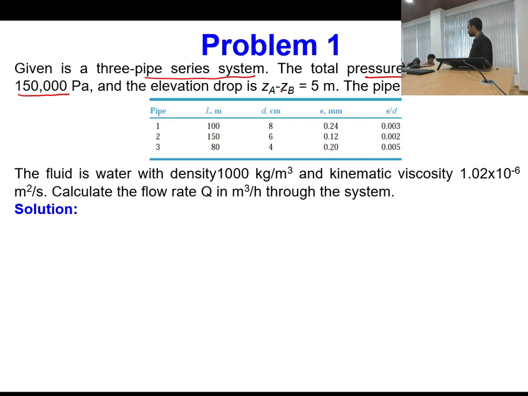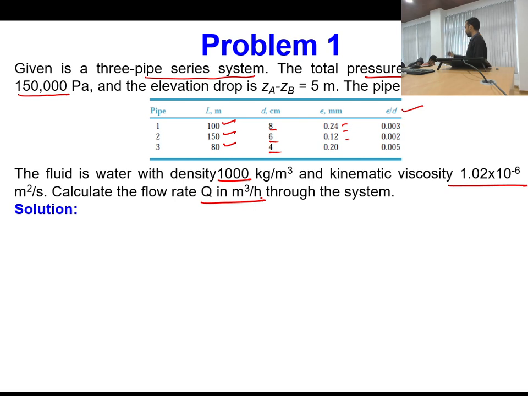Is this one clear? Then the pipe data are given. There are three pipes. The first pipe has a length of 100 meters, the second 150 meters, the third 80 meters, and the diameters are 8 cm, 6 cm and 4 cm. Roughness is also given for each, and also the relative roughness epsilon by D. The fluid has density 1000 kg per meter cube and kinematic viscosity 1.02 into 10 to the power minus 6 meter squared per second, and we have to calculate the flow rate in meter cubes per hour through the system.